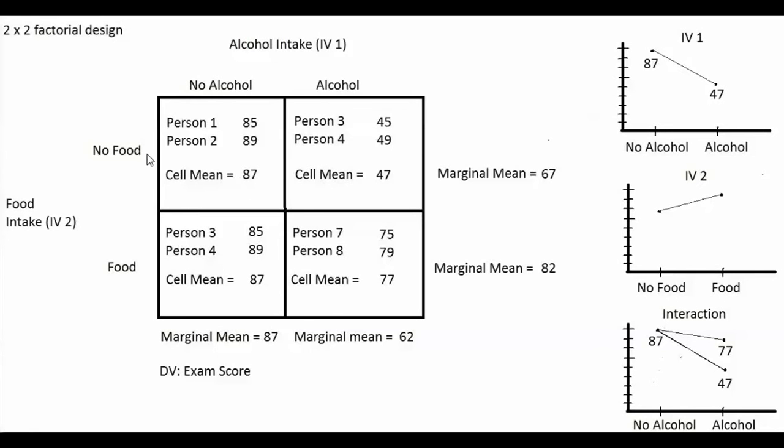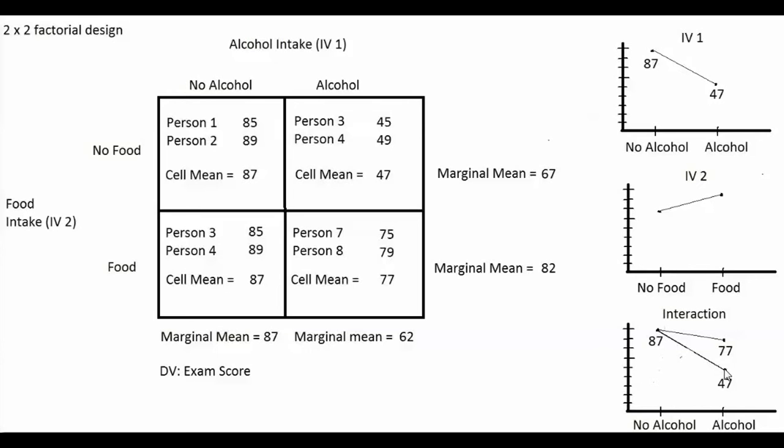So in the no food condition, the mean exam score drops by 40 when the participants have alcohol, but in the food condition, the mean only drops by 10 when the participants have alcohol. So the effect of alcohol in the no food condition isn't the same as the effect of alcohol in the food condition, which means that there's an interaction between these 2 independent variables. The effect of IV1 is changing across the levels of IV2. That's why these 2 lines are not parallel down here.